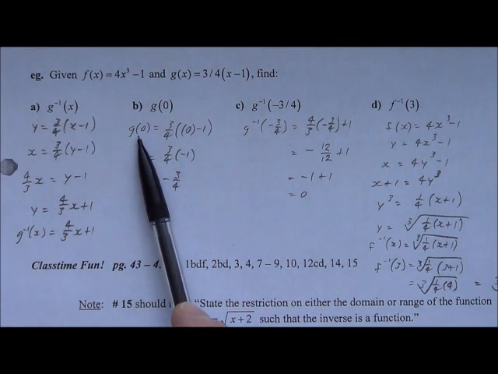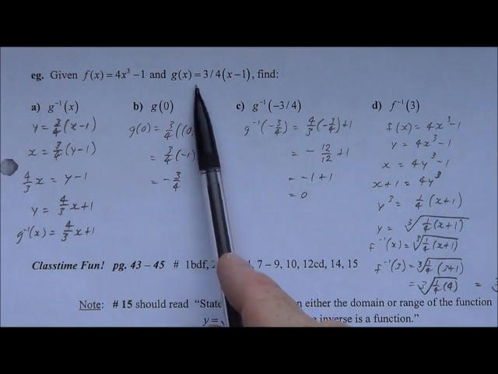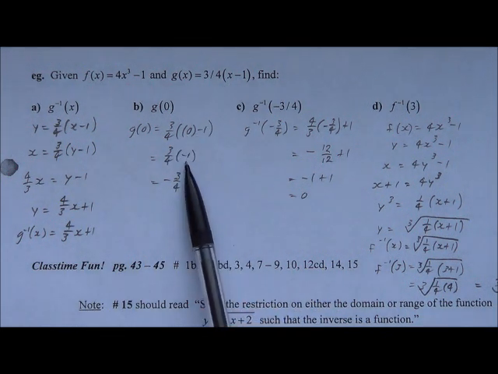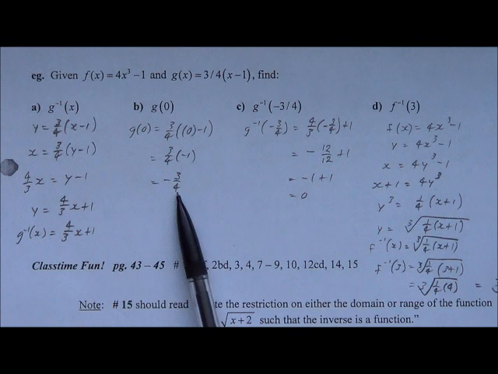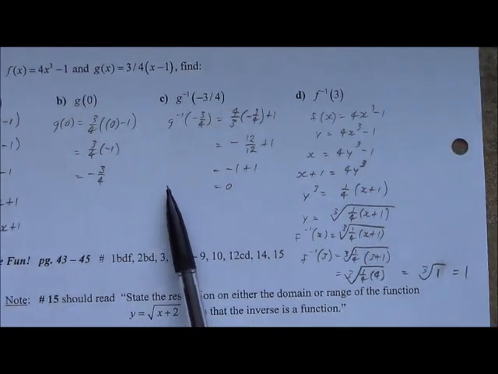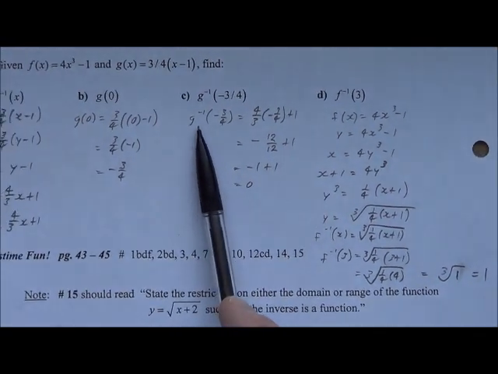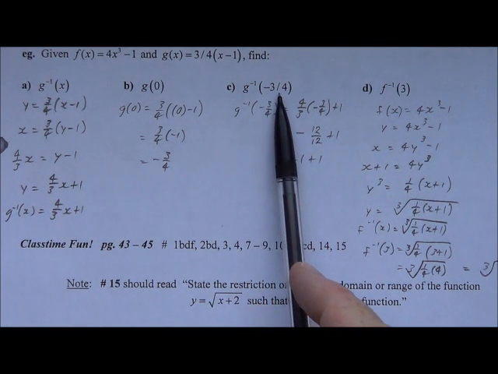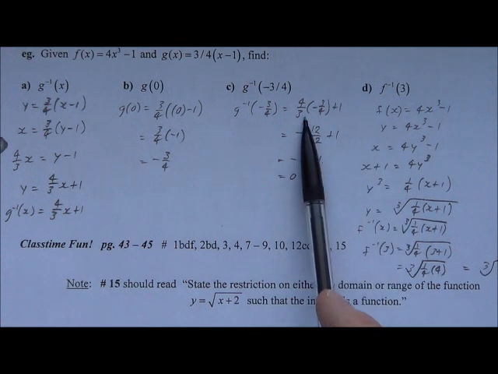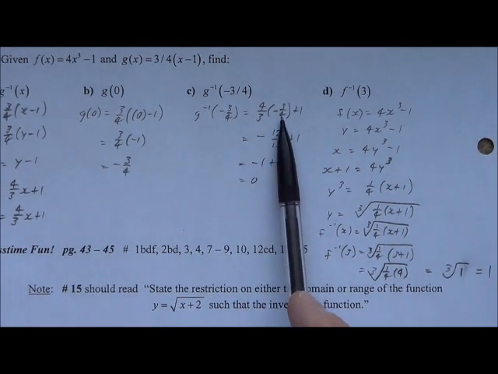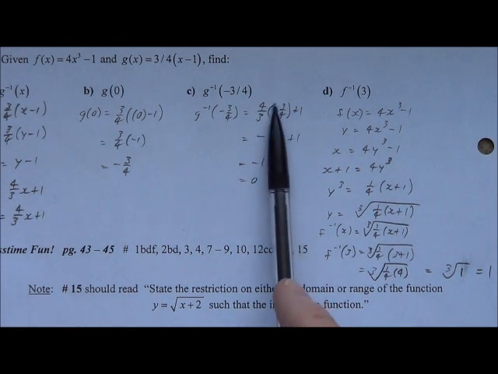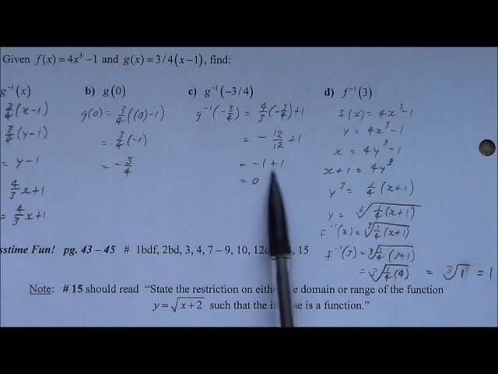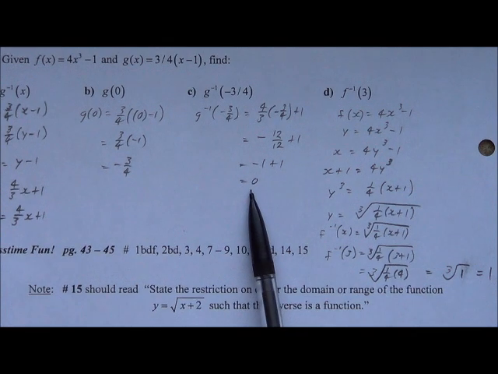When we want to calculate g of 0, all I do is take this g of x and substitute in 0 for x, and so inside the bracket just becomes negative 1, and 3/4 times negative 1 is negative 3/4. Moving right along, here we'll take the inverse function, which we found over here in part A. We want to substitute in negative 3/4 in for x, and so then we've got 4/3 times negative 3/4 plus 1. 4/3 times negative 3/4 is negative 12 over 12, or negative 1. Negative 1 plus 1 gives us 0.